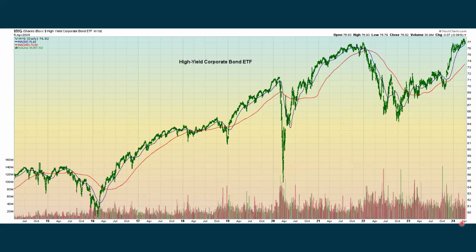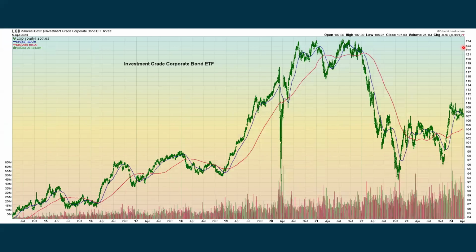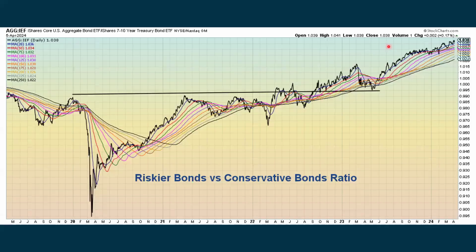These are high-yield corporate bonds. We also know them as junk bonds, just coming off of setting recent all-time highs. Investment-grade bonds, more conservative, also in an uptrend, chopping sideways to slightly down, and still quite a ways to go to get to a new all-time high.